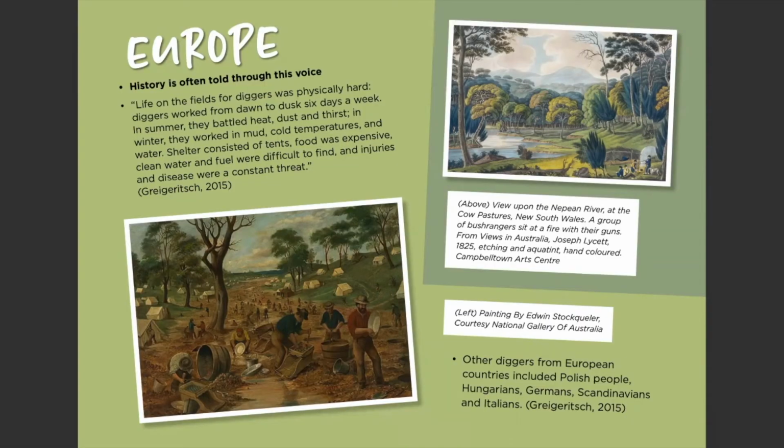The European perspective is probably the one we are the most familiar with. History is often told through this voice. You could think about a particular story, a biography of an individual, and get the students researching that. Or you could think about the slightly less popular stories, so the Hungarians or the Scandinavians who also migrated to Australia during this time. Art can be a helpful tool to show a perspective.